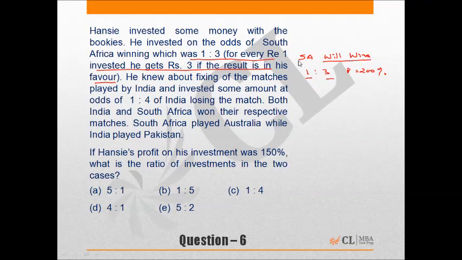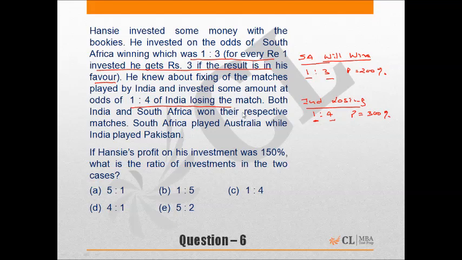He knew about fixing of some matches played by India and invested some amount at odds of 1:4 of India losing. Next, he placed a bet on India losing, and that is 1:4. Which means if India lost, for every 1 rupee invested by him, he will get back 4 rupees, or he will have a profit of 3 rupees on 1 rupee, which is nothing but a profit of 300%. But if India won, his 1 rupee which has been invested would go out and he will have a loss of 100%. Similarly, if South Africa lost, he would have a loss of 100%.